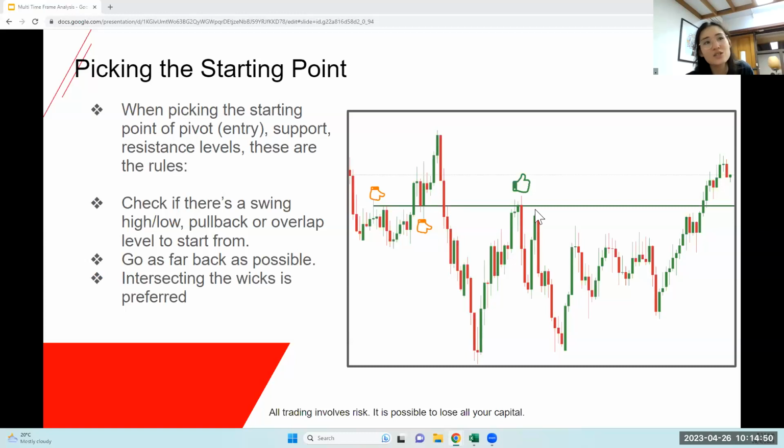Those are typically considered to be pretty strong levels that we want to take note of. Another thing is to go back as far as possible, as we mentioned earlier, and intersecting the wicks is preferred. You can see the orange thumbs represent an okay intersection. It's not preferred, but it's not exactly wrong. Preferably we want to look for intersections only of the wicks. Something like the green thumb that you see over here, it's just solely cutting the wicks.